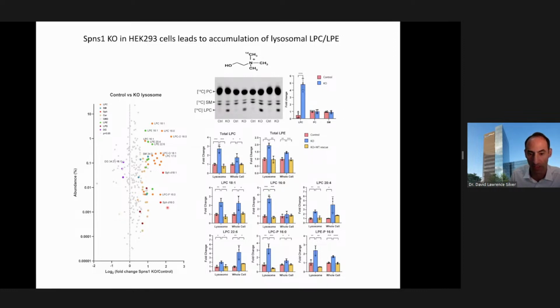We can quantify each of these LPCs. You can see total LPC is accumulated, and when we re-express wild type SPNS1, this is a rescue experiment, we can reduce lysosomal total LPC. And this is true for all the different LPC species that we measured. So the largest changes in lipids found in a SPNS1 knockout mammalian cell are the LPCs.